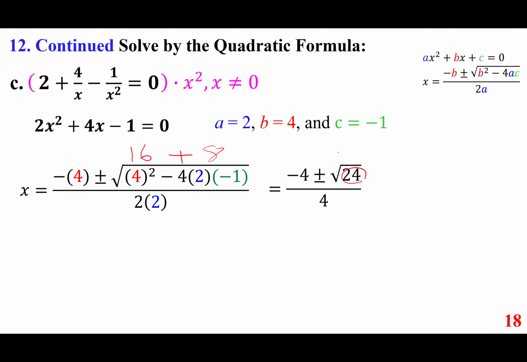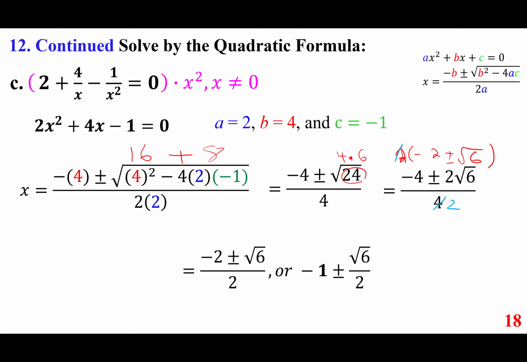Again, 24 happened to be 4 times 6. 4 comes out as 2. Again, we're going to factor out the 2. And the answer is minus 2 plus minus square root of 6 over 2.